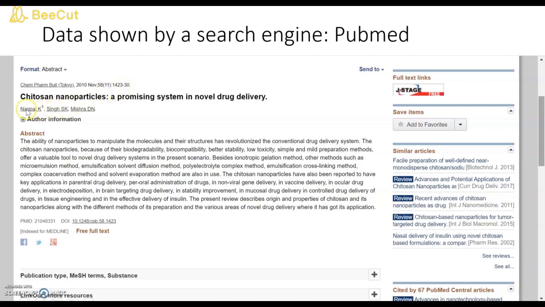Next is the names of the authors. There are different ways of writing the author's name. They are called referencing styles. Generally the author names, the first name and the last name, are there. The last name is written first, followed by the first letter of the first name. So here it is Nagpal K, Singh SK, Mishra DN. If you press the plus button, you may get the author information about the affiliation, where the authors actually belong to.